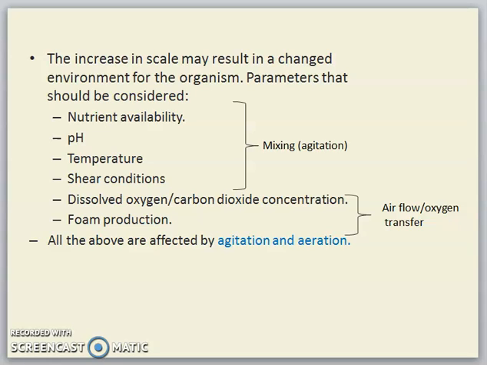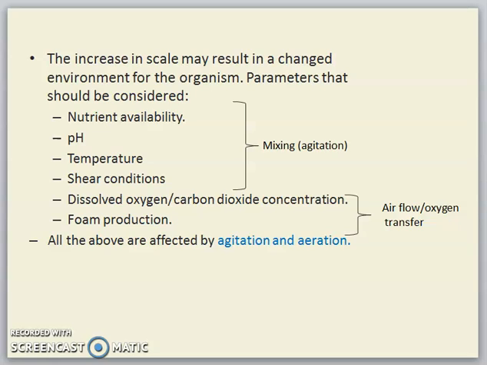The parameters that should be considered in scaling up are the nutrient availability, the pH, the temperature, the shear conditions, the dissolved oxygen and carbon dioxide concentration, if it is for aerobic bacteria, aerobic fermentation, and the foam production.